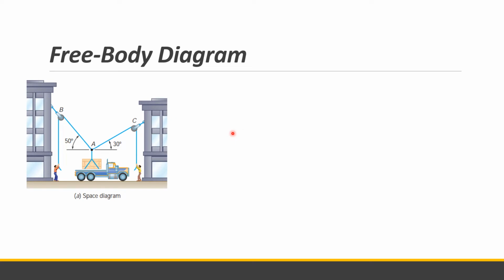Okay, so in practice, a problem in engineering mechanics is derived from an actual physical situation. So a sketch showing the physical conditions of the problem is known as the space diagram. So for example, here we have a space diagram. So we have two guys holding a rope to carry a crate or a box using a pulley. So given certain conditions, the angle and the weight of the crate, we can solve the problem.